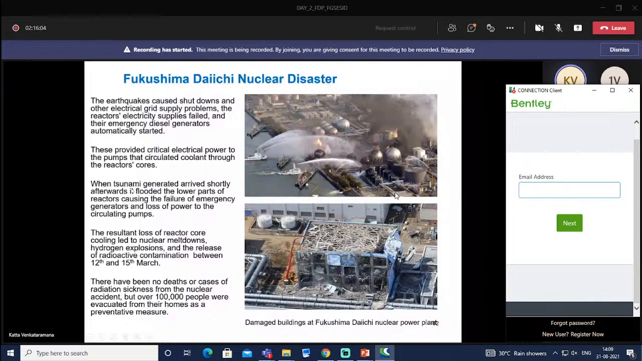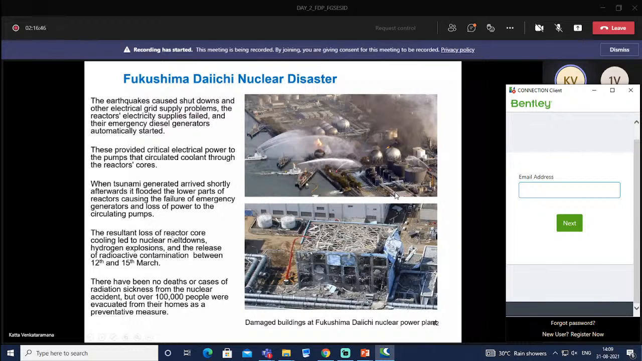When the tsunami arrived shortly afterwards, it flooded the lower parts of the reactors, causing the failure of emergency generators and loss of power to the circulating pumps. So, in the earthquake, these buildings were safe. However, when the tsunami came, the height of the tsunami was more than what they had planned for while constructing this facility. So the tsunami inundated, or flooded, the lower parts of the reactors. So the power generators failed. So there was loss of power to the circulating pumps.